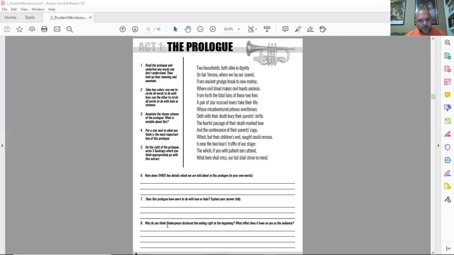Why do you think Shakespeare disclosed the ending right at the beginning? What effect does it have on you as the audience? So that's the thing I want to stress. In the very beginning of this, 6 lines into this play, they give you the ending. They tell you up front, these kids are going to die. What does that do to you? How does that work on you as the audience in understanding what's about to happen in this play?